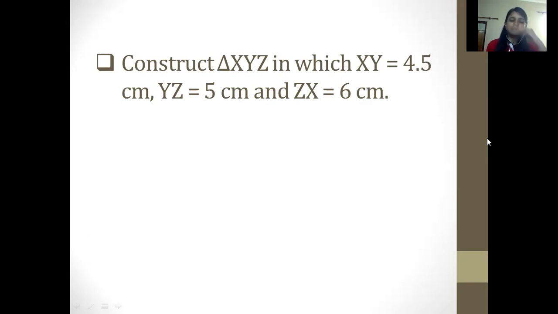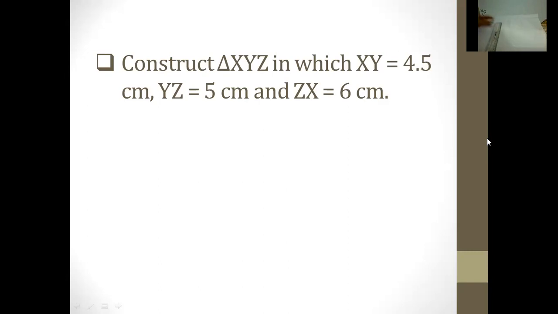So what would be the steps? First step, construct triangle XYZ in which XY is equal to 4.5 centimeter, then YZ is equal to 5 centimeter. Three of the lengths are given to us, so it is not that difficult to construct the triangle. You can pause the video if you haven't solved it yet, and check later that you have received the same triangle which I am drawing.